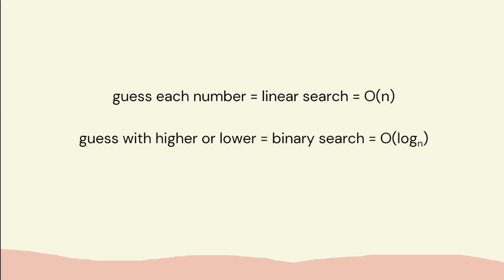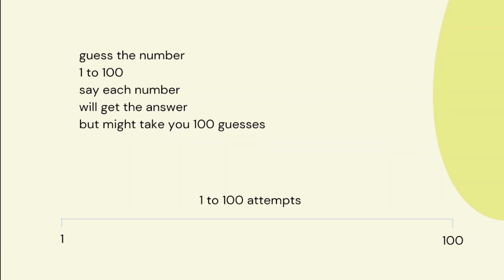Perhaps the easiest way to describe the difference between a linear search and a binary search is imagine you had to guess a number between 1 and 100. Now, first, if you said each number 1, 2, 3, 4, 5, 6, 7, etc. up to 100, you would get the answer correct, but you might have to make 100 guesses.